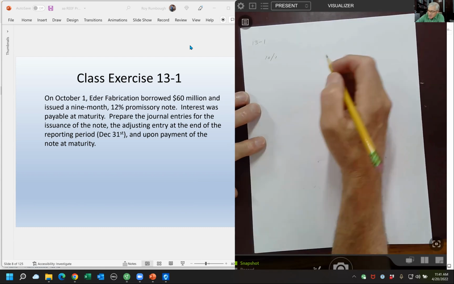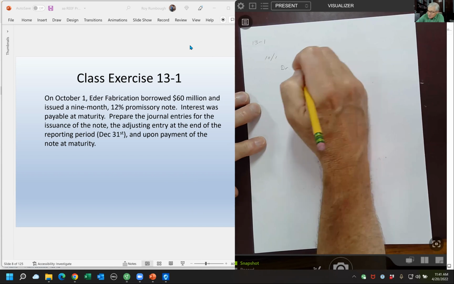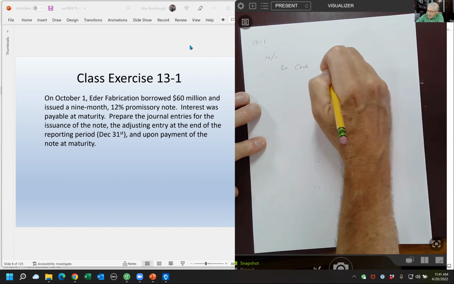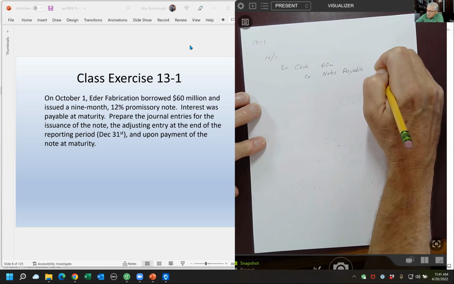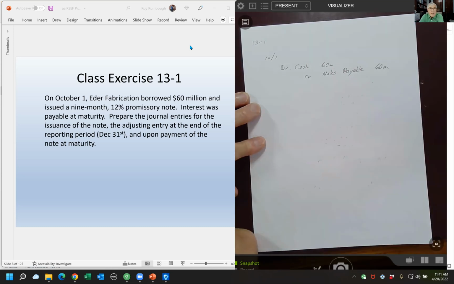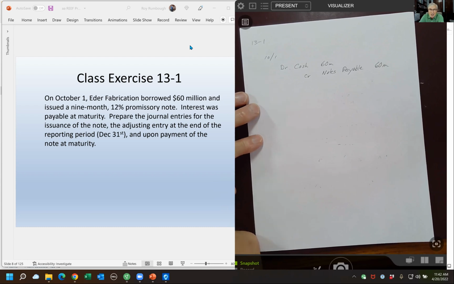So entry 1 is easy. Elder receives cash, and they credit notes payable. Now if we go through, say, 3 months in the first year and then 6 months, this will not be paid till June 30th of next year. And so throughout that entire 9 months, we are incurring interest every single day. Elder Fabrication is incurring interest, because every day a company is using someone else's money, there's interest expense, whether it's paid or not paid. The interest expense has happened.